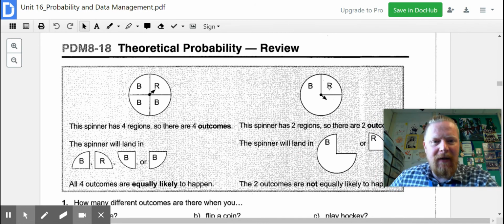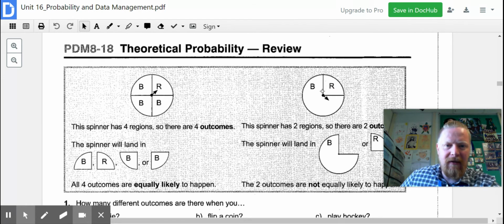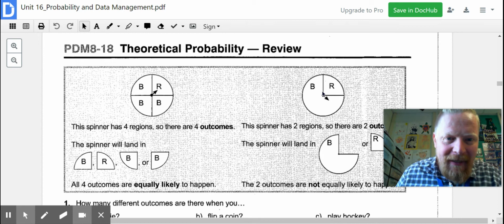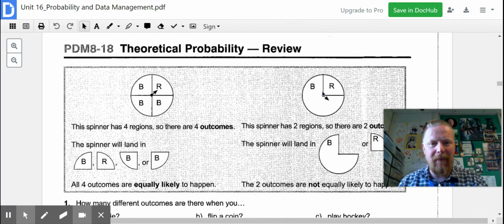Now, this spinner has 2 regions. They've got a big B region and a small R region. So there are 2 possible outcomes. You could get B or you could get R. That's the only possible outcomes, but they are not equally likely to happen. The reason why is because B is 3 times larger than R. So you're much more likely to land in the big B zone than in the smaller R zone. So this is theoretical probability. This is outcomes and whether they are equally likely or not equally likely.